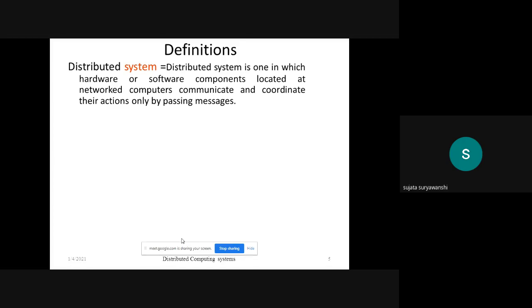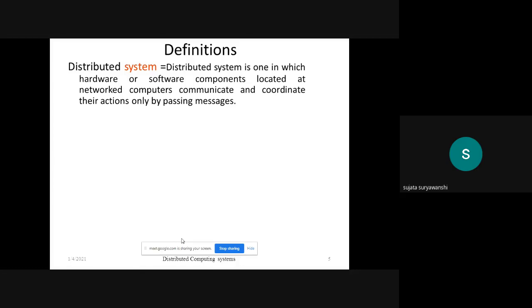Okay, so these computers are independent computers. They are not dependent computers. This is the basic difference in the distributed system. In a distributed system, all the systems are independent. They are not dependent on any other system.